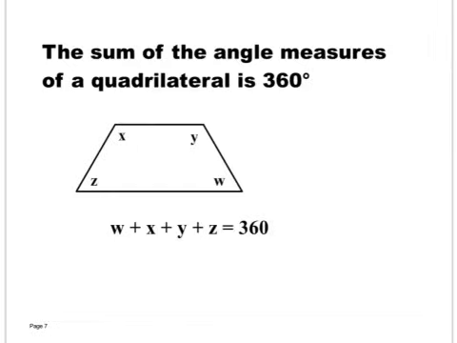So what you need to do is write this down. This says the sum of the angle measures of a quadrilateral is 360 degrees. When we were talking with triangles, it was 180. With quadrilaterals, they add up to 360. So you have a quadrilateral. This is actually a trapezoid, which is a quadrilateral. But it doesn't matter. As long as it's a quadrilateral, they add up to 360. So W plus X plus Y plus Z, all those angles will add up to 360.